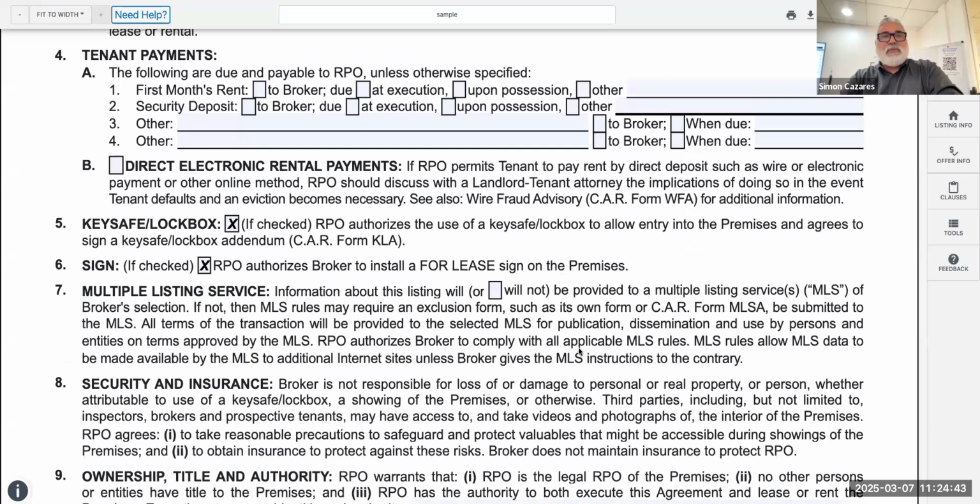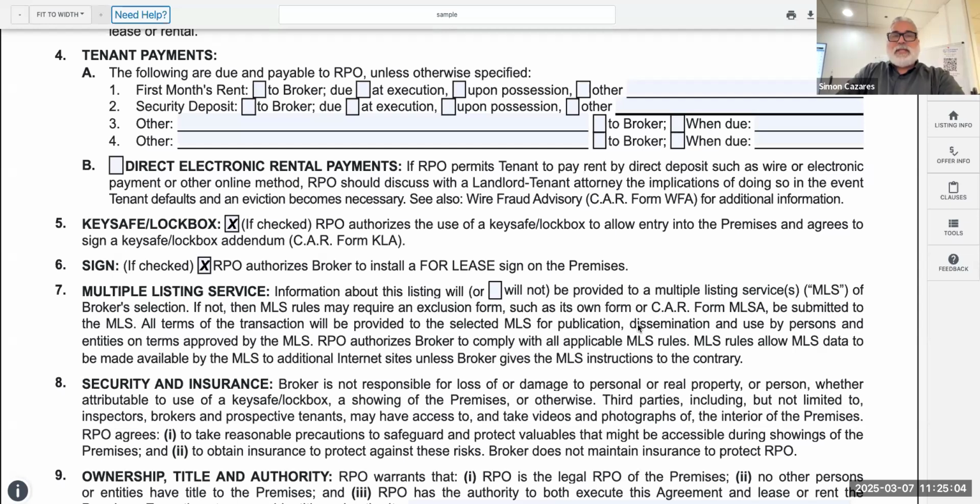Number 4 goes into tenant payments. All right, so the following are due. This is kind of a breakdown, payable to the landlord unless otherwise specified. So here, this is how you structure how the compensation is going to be. Number 1 goes first month's rent paid to broker, okay, at execution, upon possession, or other.